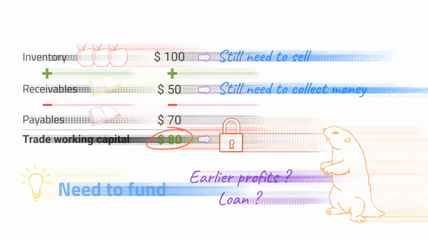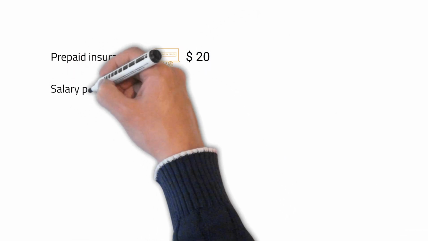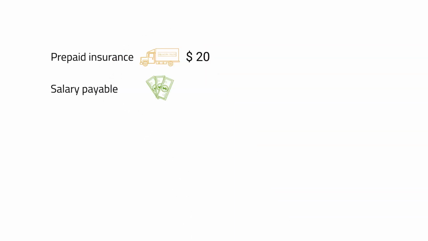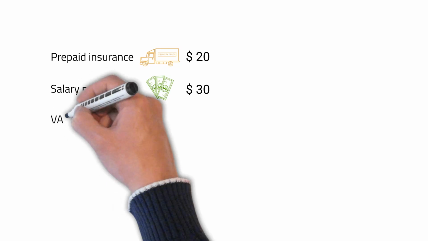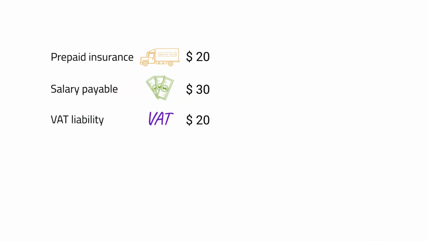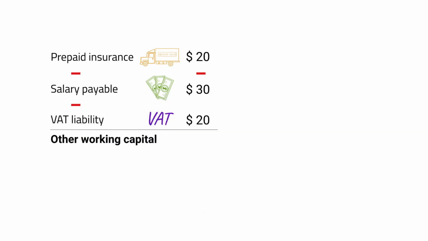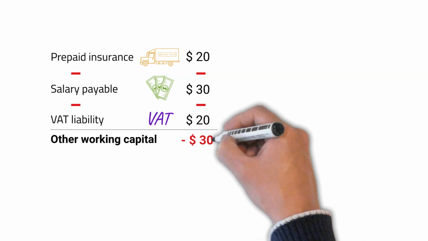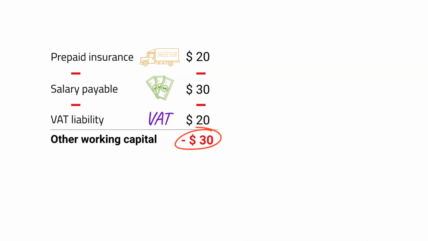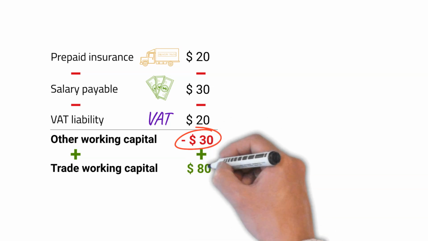What could be in other net working capital in our Apple business? Let's say we prepaid insurance for our truck, $20. It's an asset. Then we owe our Apple shop employees a current month's salary of $30, a liability. In addition, we have $20 in VAT liabilities from sales of our apples. In total, our other working capital will be 20 minus 30 minus 20 equals minus 30. Our other working capital is negative. That means that we could delay cash payments for the future and have net liabilities in it. Total net working capital will then be 80 trade working capital minus 30 other working capital equals 50.